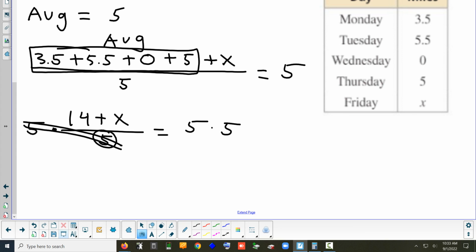Now I know that's a little different. This problem is a special case. There's always special cases. Okay, so this happens to be a little bit of a special case that you can just remember when you're doing an average problem. You multiply by the number in the bottom. Now on the left, that just leaves you with 14 plus x. And on the right, what's 5 times 5? Yeah, 25.